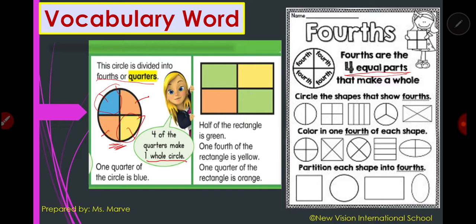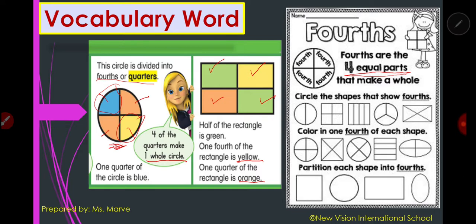Another example. Here you have the rectangle. Half of the rectangle is green. Can you check the green colors? Okay, we have here green color and another green color. And 1/4 of the rectangle is yellow. Can you check also the yellow sides? This one. Okay, 1/4 of the rectangle is orange. Can you check the orange part? This one. Okay. So we need to answer some of the questions here.